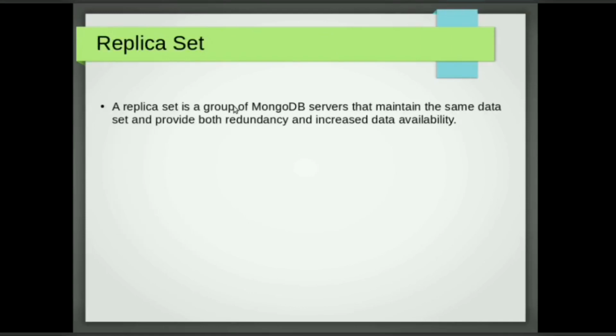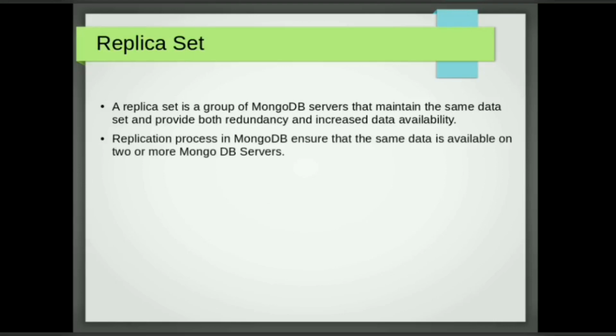Replica set. A replica set is a group of MongoDB servers that maintain the same data set and provide both redundancy and increased data availability. It is a best practice to keep a replica set in a production environment so that data failover can be handled easily and quickly. The replication process in MongoDB ensures that the same data is available on two or more MongoDB servers. So in case your primary instance goes down for whatever reason, your secondary instance can be promoted as a primary without any data loss.